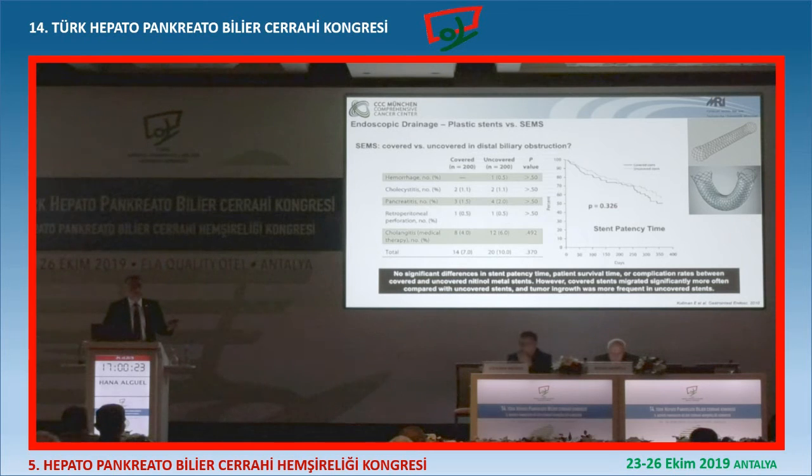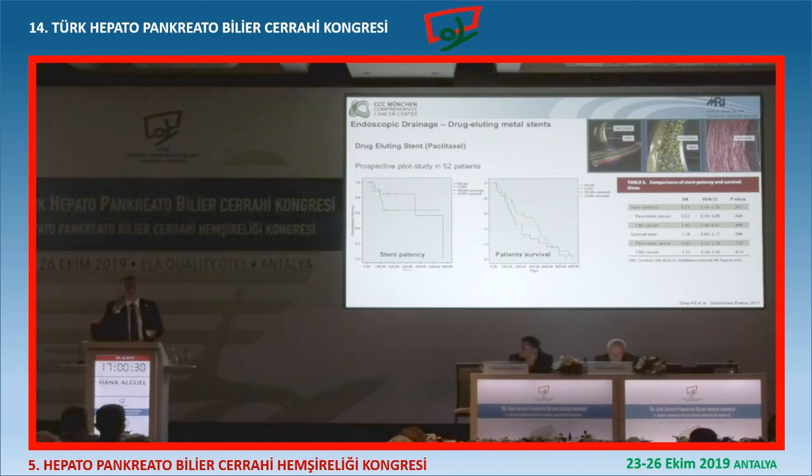Of course, if you have metal stent, you have the option to cover these stents not only with a plastic, but also with drugs. We know these drug-eluting stents from the cardiologists. They place drug-eluting stents in the coronary artery. So is this something that we also need to consider for biliary duct obstruction? You can cover these metal stents with chemotherapeutic agents like paclitaxel and try to have also a local anti-tumor effect in biliary obstruction due to tumor.